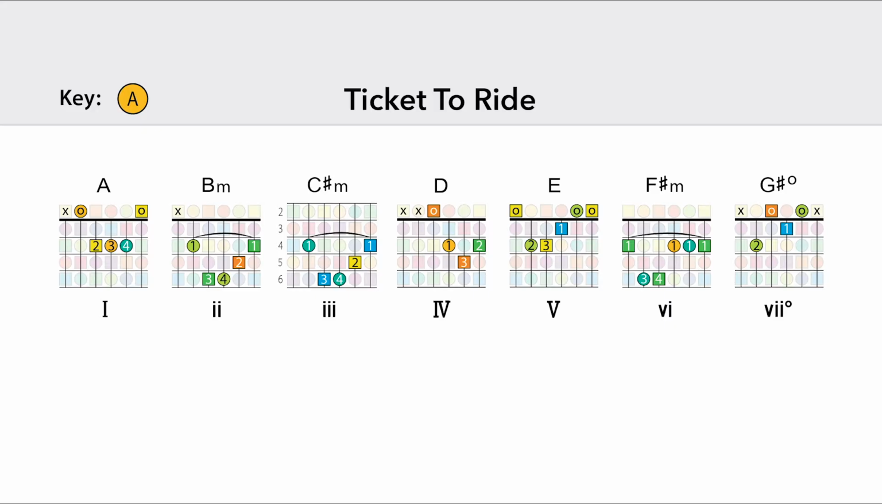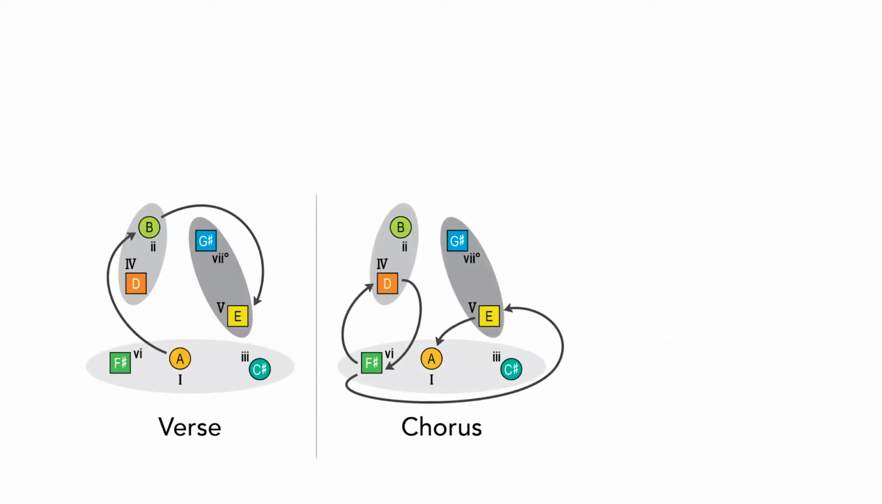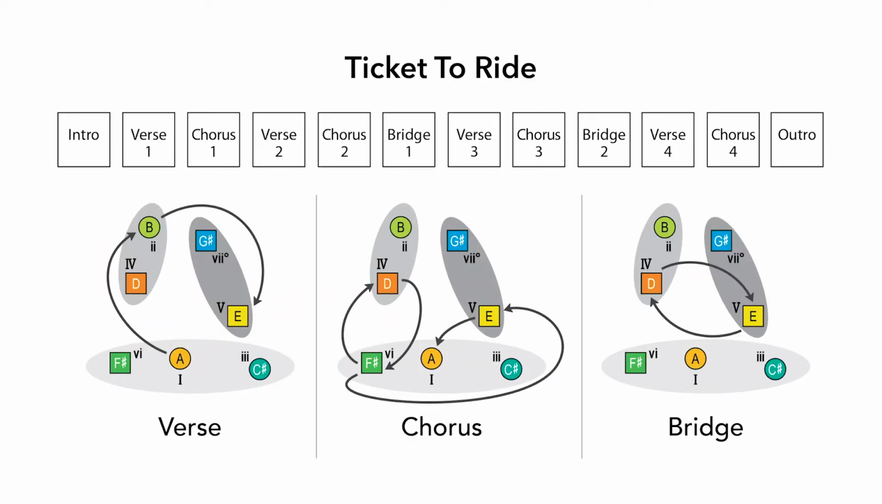So with that said, the song was written in the key of A and includes 5 chords from this key: A (1), B minor (2), D (4), E (5), and F sharp minor (6). And in the various song sections, these chords flow through harmonic space in 3 progressions used in their respective sections.